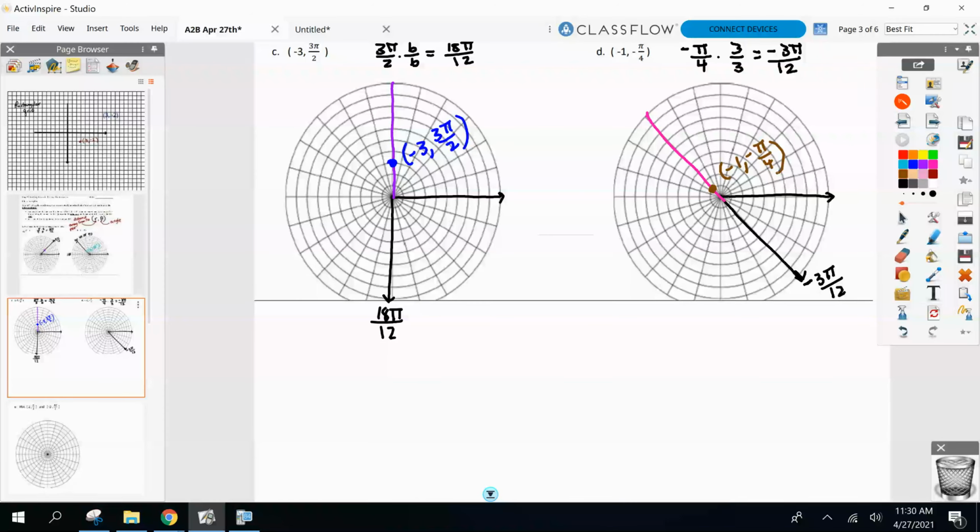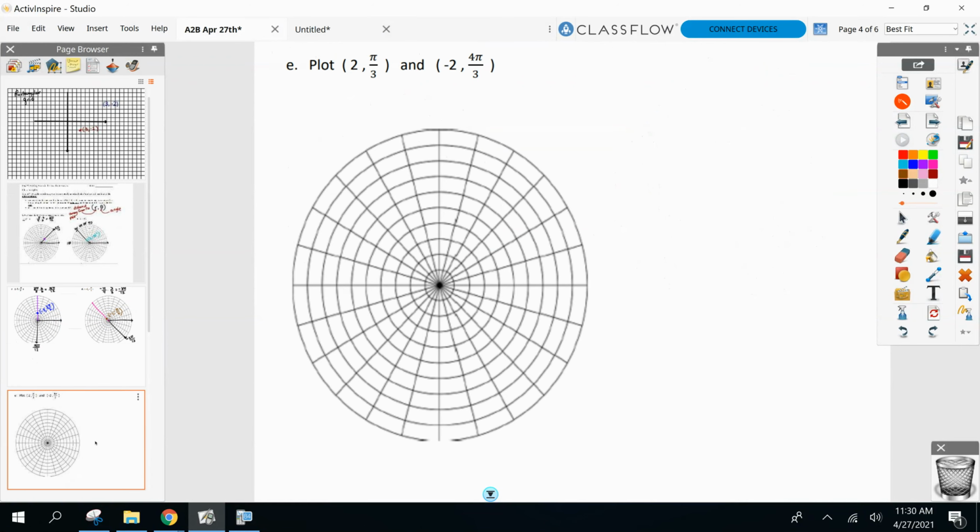Everyone all right? So when the R value is negative, you go on the other side. Anybody at home, questions? That was the first half of today: graphing points, degrees, radians, positive, negative. And here's the second half of today. So if you could right now, we'll do it together, plot both of those points on this graph. So 2 points on one graph.